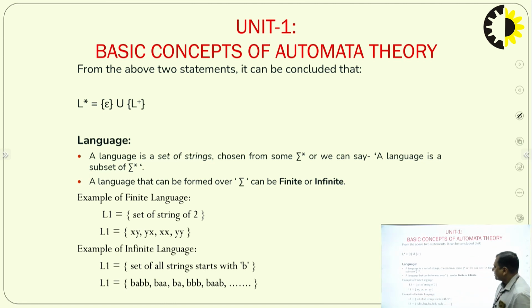Example of infinite language. We can have L1, some language, the set of all strings that start with B. ऐसी कितनी स्ट्रिंग हो सकती हैं जो B से स्टार्ट हो सकती हैं, जिनके अंदर A B का कोई भी कॉम्बिनेशन होगा. So B से स्टार्ट होने वाली आपकी हो सकती है BA, BB, BAA, BBB, BAAB. So ऐसी इनफाइनाइट नंबर ऑफ स्ट्रिंग आपकी हो सकती है जो B से स्टार्ट हो सकती है. ठीक है, so we have two different examples, one is for the finite language and second one is for the infinite language.